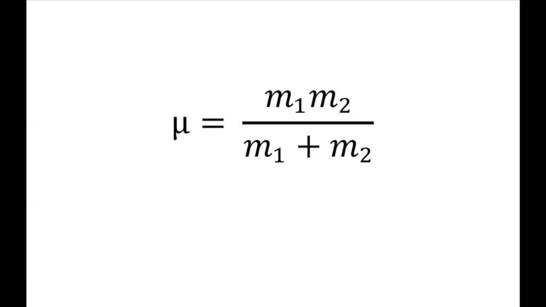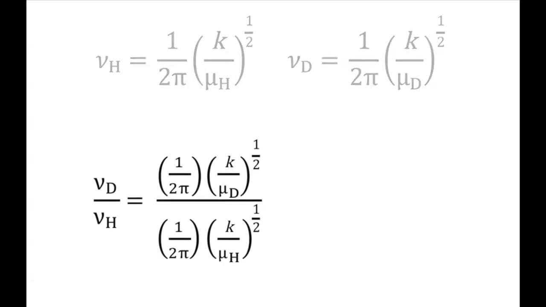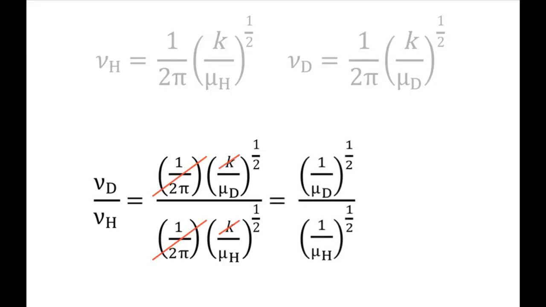Looking at the specific example of HCl and DCl, we can write expressions for the two bond stretching frequencies. The ratio of the bond stretching frequencies is given by dividing these expressions. Assuming that deuteration doesn't change the bond force constant, we can cancel out the constants and show that the ratio of the stretching frequencies is equal to the square root of the reduced mass ratio.